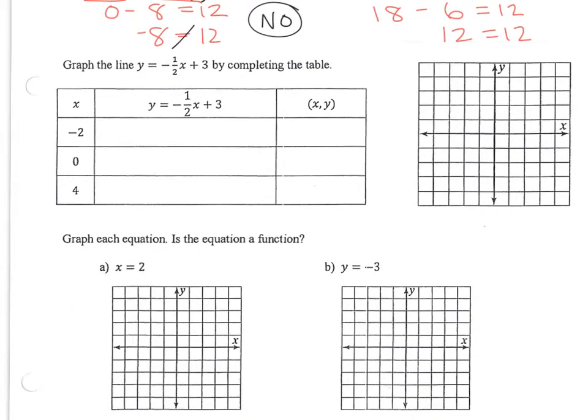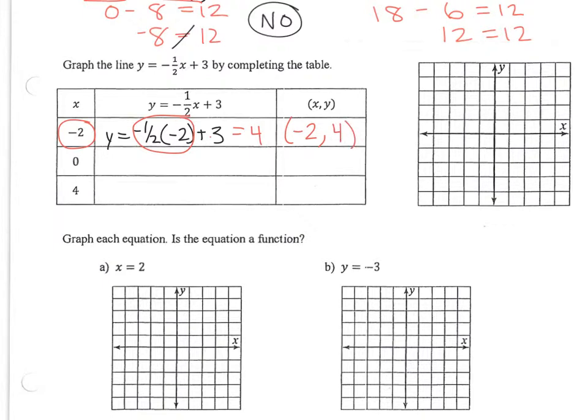So we can graph the line y equals -1/2 x plus 3 by completing the table. So these values are x, and we are going to plug in these numbers for x. Then we're going to write as an ordered pair and then graph the points to make a line. So I'm going to plug in y equals -1/2 times -2 plus 3. So this is 1 plus 3 is 4. So my x value is -2 and my y value is 4.